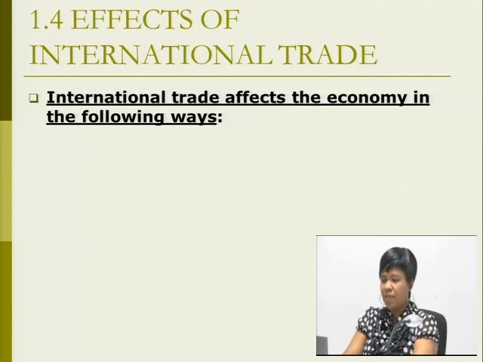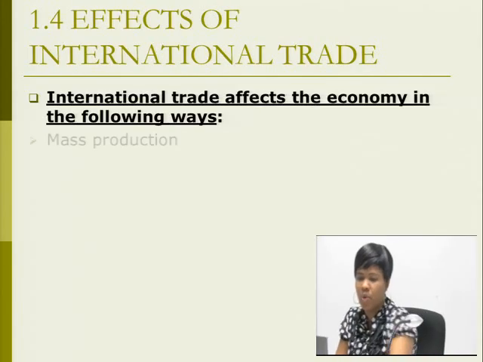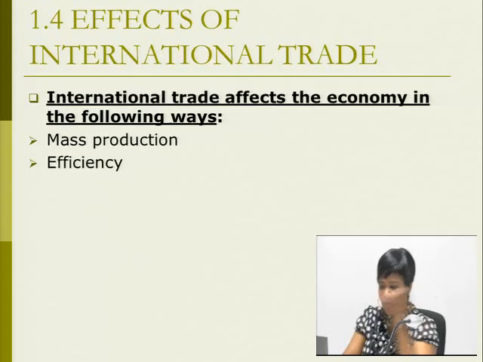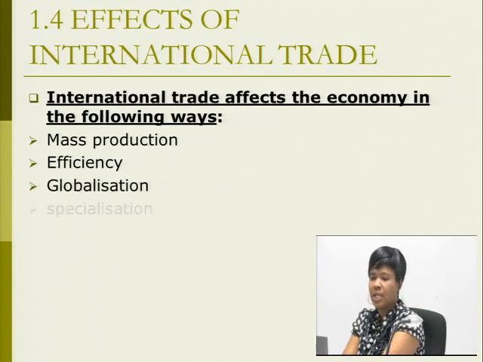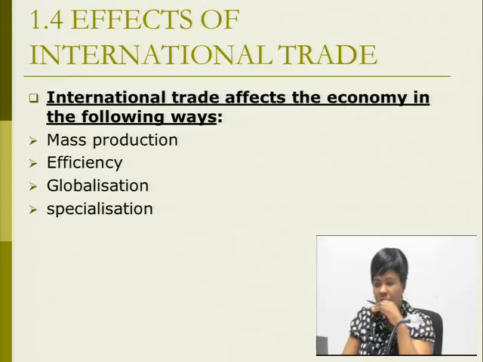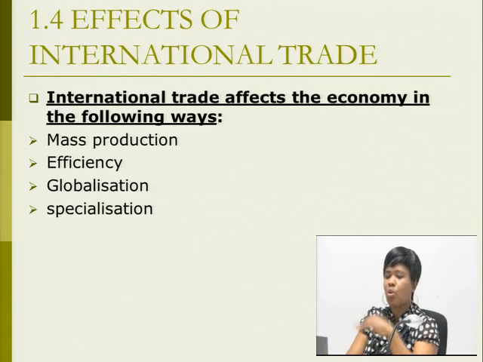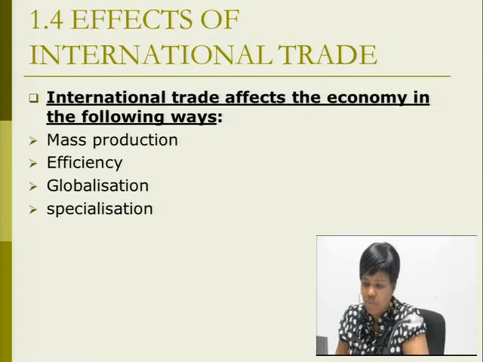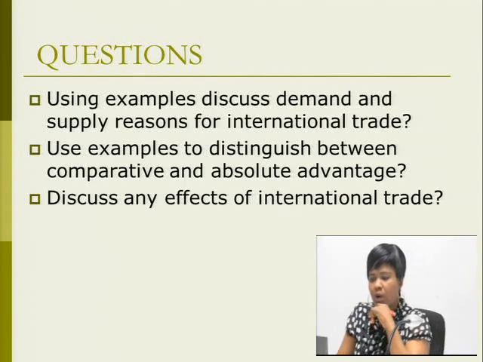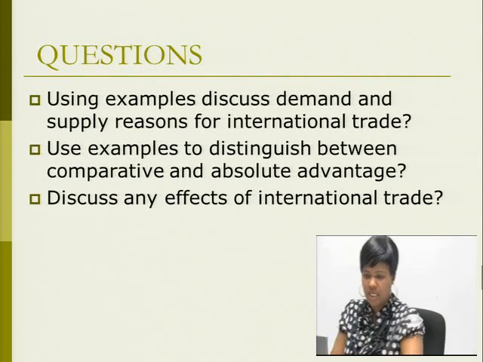International trading affects the economy in the following ways. Number one, mass production. Secondly, efficiency. The third one, globalization. And the last one is specialization. You might be required to discuss these effects. Therefore, you need to know, when we talk about mass production, what do we mean? When we talk about efficiency, globalization, and specialization. That is why I was indicating that it's very important that we discuss any effect of international trading.